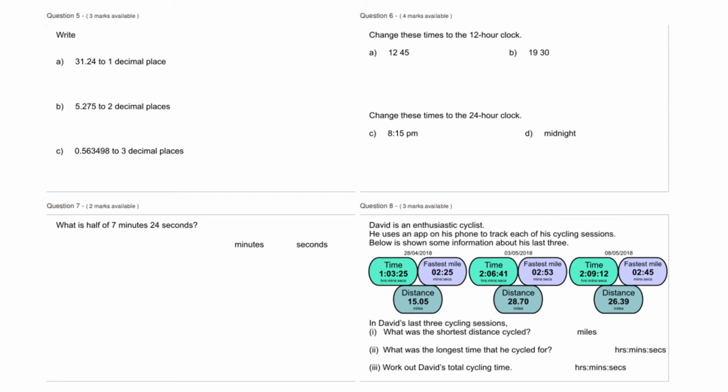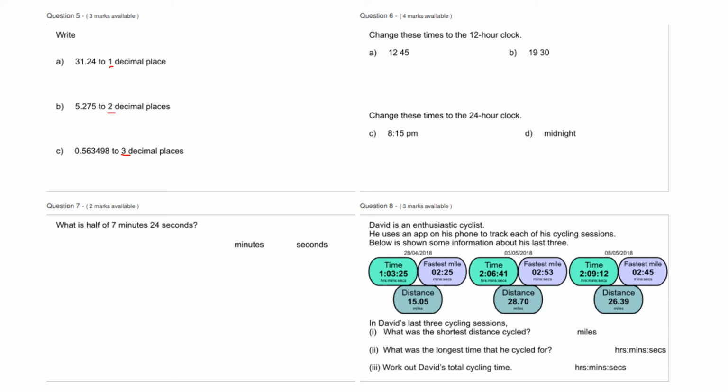The final question on this page is just 1 question rounding to 1 decimal place, 1 question rounding to 2 decimal places, and 1 question rounding to 3 decimal places. Just summarising what you've done on the last page.